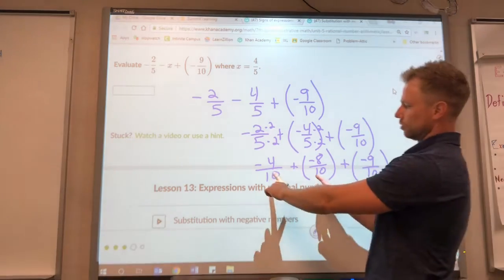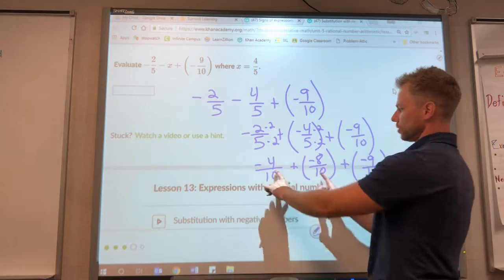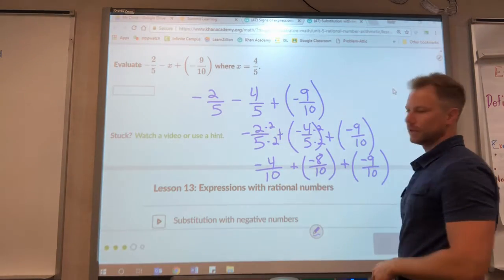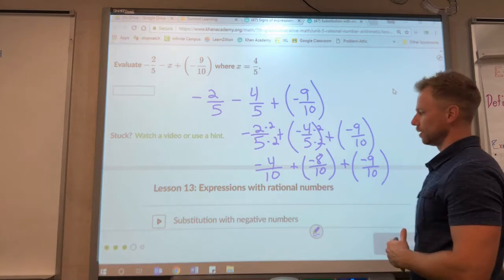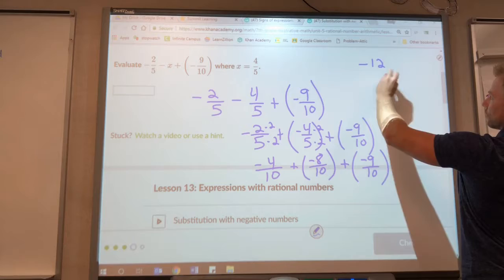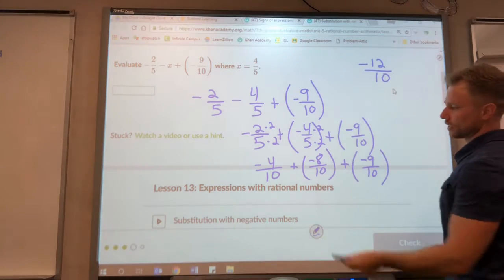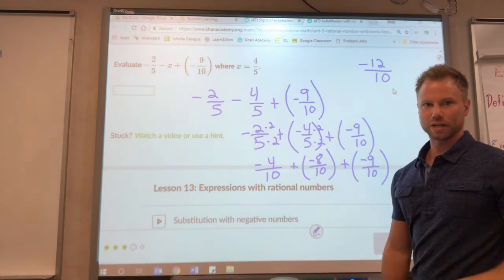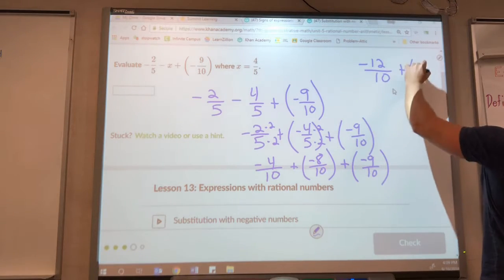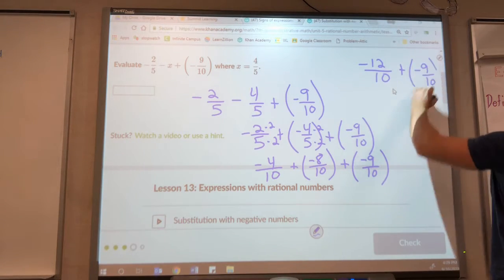So just to look at 2 at a time, we'll start with the first 2. Look at their signs. They're both negative. So that means they're like. We would add, keep the original sign. So 8 plus 4 is 12. Gives us negative 12. The denominator stays the same. When you add or subtract fractions, the denominator does not change. And then we still have our plus negative 9/10.